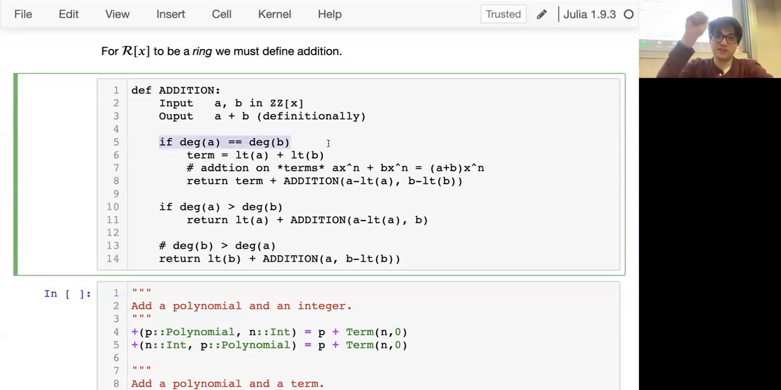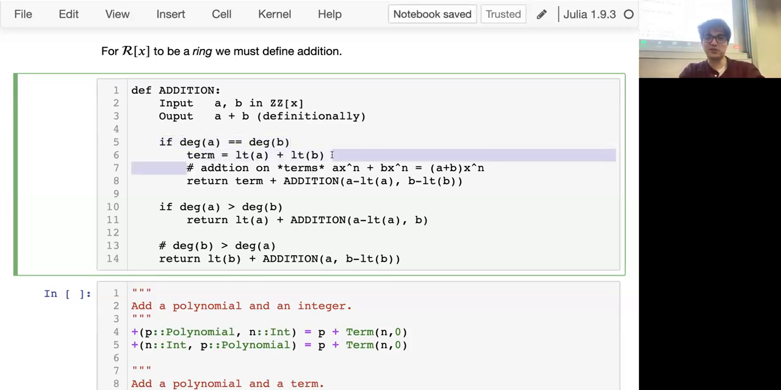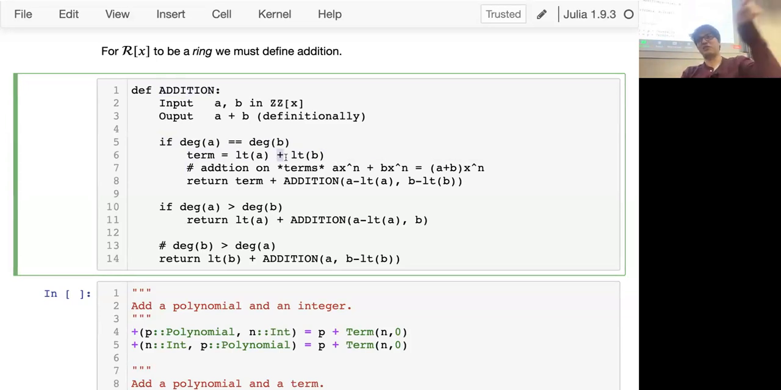So you give me the polynomials A and B to add together. If they have the same degree, that means you have to combine their leading terms. And that's what this is doing, right? So the first term of the sum is going to be the addition of the leading terms. And notice, you may say, but how are you defining addition with addition? I'm defining polynomial addition with term addition. And we can define what term addition means, right? So we have to be careful with where these operations actually live.